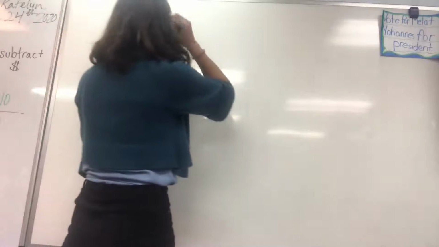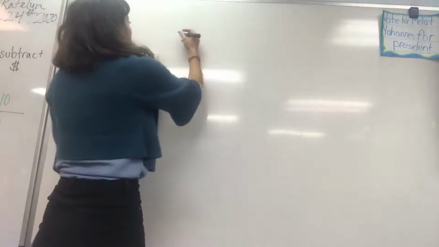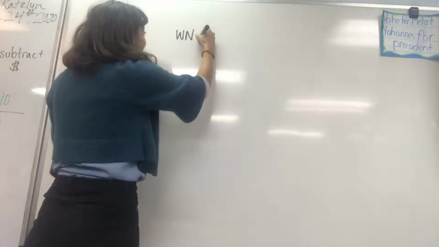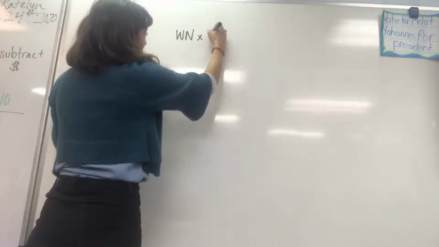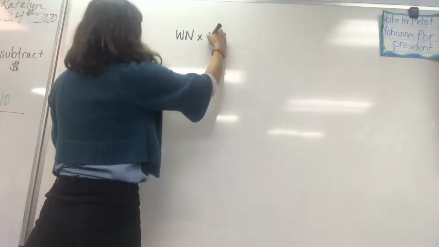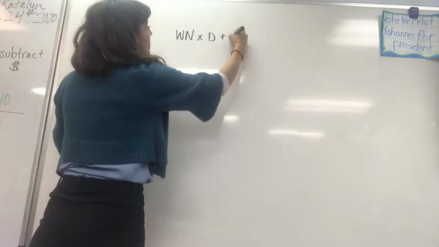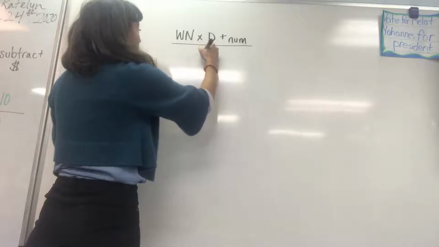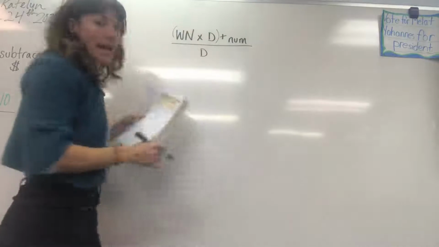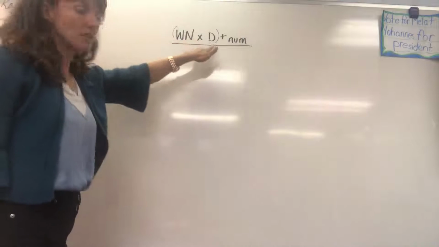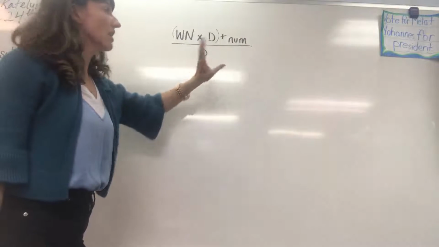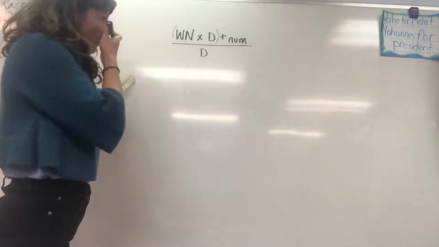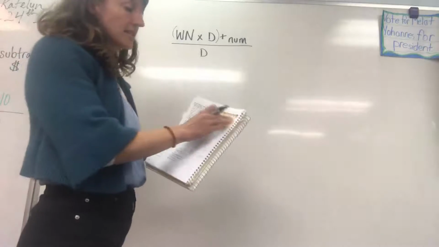Okay, so the formula is your whole number times your denominator, all right, plus your numerator all over your denominator. Okay? Your whole number times your denominator plus your numerator all over your denominator. Okay? So in the box, they give this example.